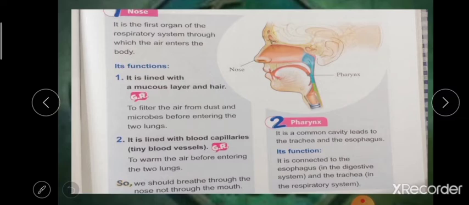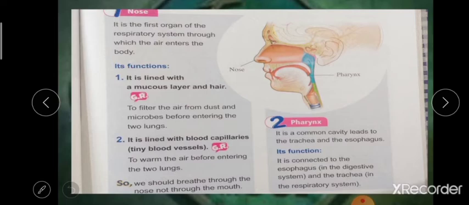First, the nose. The nose is the first organ in the respiratory system. We breathe by the nose. Also, we can breathe by mouth, but it's not preferable. It's preferable to breathe by nose, not mouth. Why? Do you notice that your nose contains mucus? Your nose contains mucus and hair. There is hair inside your nose and it is lined with mucus.